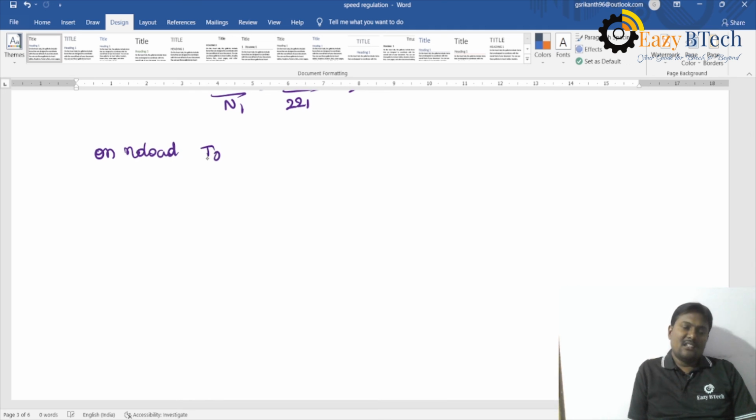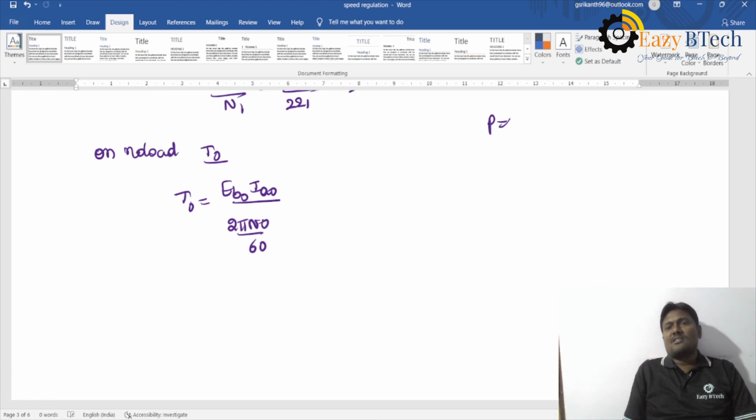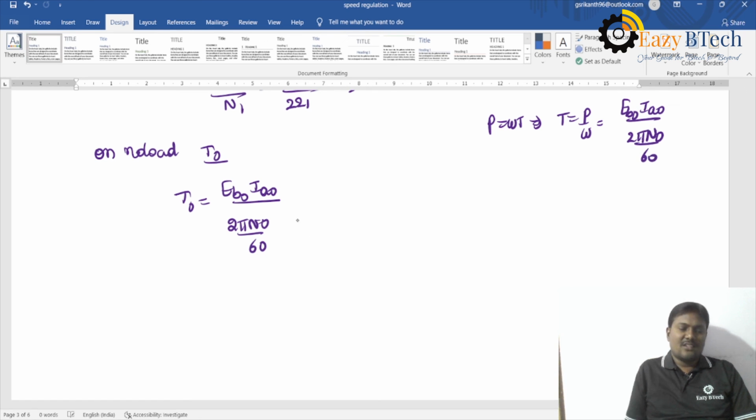On no load, the torque is T naught, right? T naught is equal to Eb naught Ia naught divided by 2 pi N naught by 60. Why? Because power is equal to omega T, so T is equal to power by omega. Eb naught is 228.5 into Ia naught is 6 divided by 2 pi into 1200 by 60. That should be equal to 10.91 Newton meter.